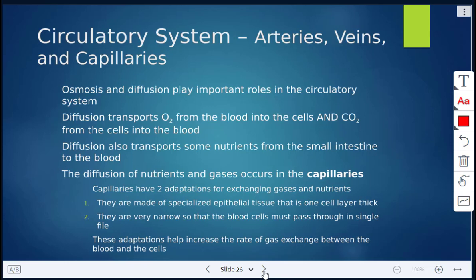And capillaries, they have two adaptations for exchanging gases and nutrients. One is they are made of that specialized epithelial tissue that's only one cell layer thick. And secondly, they are very narrow so that the blood cells have to pass through in single file. And these adaptations basically help increase the rate of gas exchange between the blood and the cells.